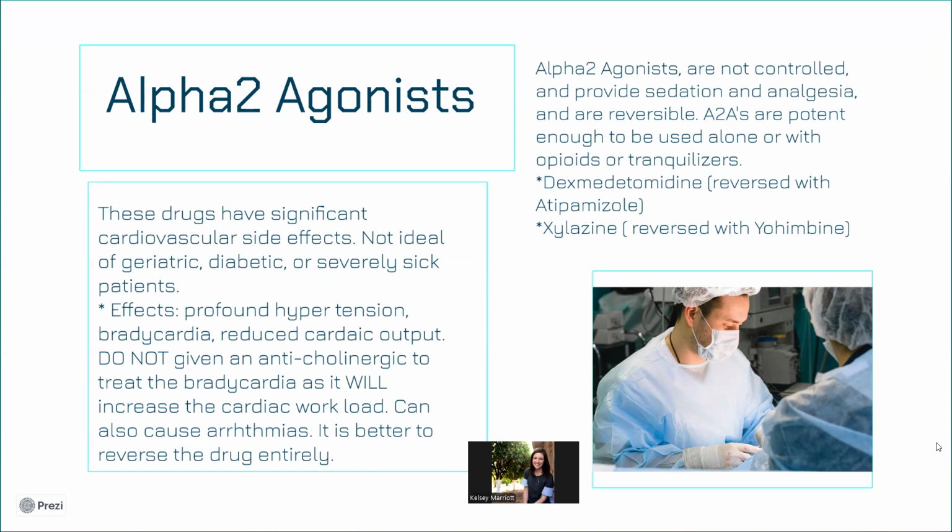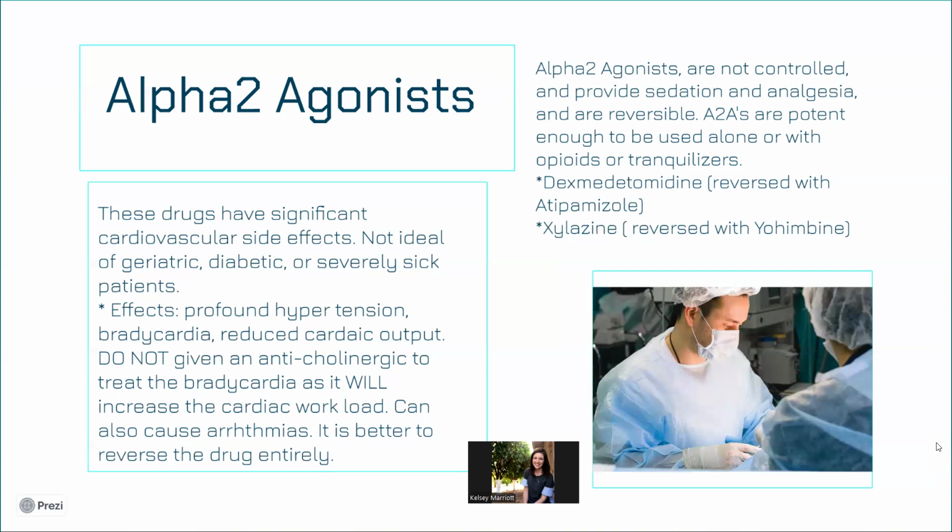Now, since we talked about, hey, these drugs are reversible, you really need to know what goes with which one. So they each have their own reversal agent. So dexmedetomidine is actually reversed with atipamezole, and xylazine is reversed with yohimbine. And the way I remember that, a little fun identifier, is dex and atipamezole are at the beginning of the alphabet because of A and D. Whereas xylazine and yohimbine are at the end of the alphabet. So that really helps you make sure you're grabbing the right reversal agent when a doctor gives you directions to reverse whichever drug.